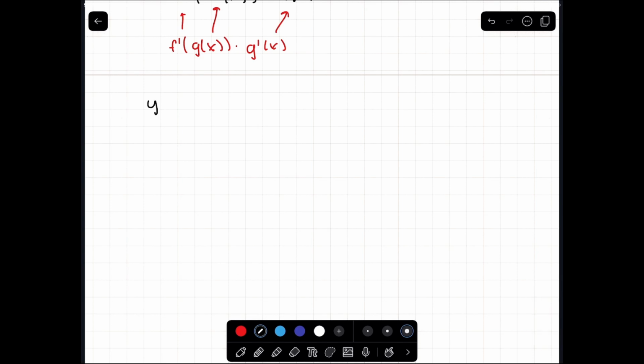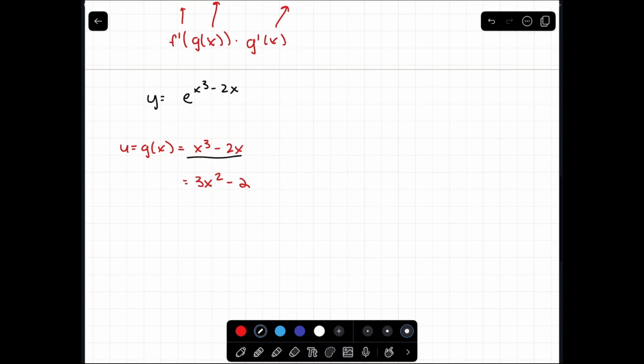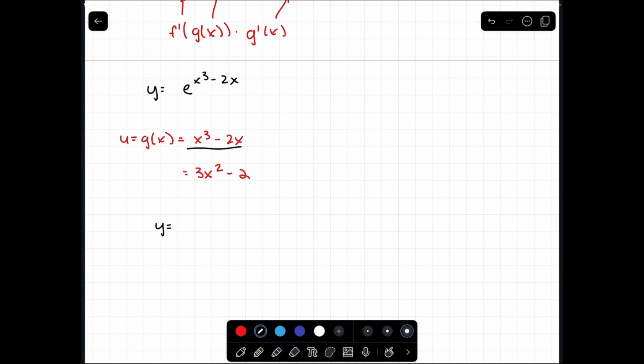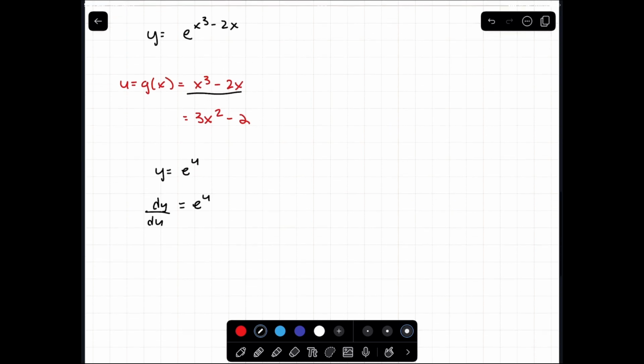Okay, let's do an example with exponential functions: e to the x cubed minus 2x. There are many ways to solve this one, however we're going to use chain rule for this one. So using our bottom definition, u is going to be equal to g of x, so in this case x cubed minus 2x, and u prime is going to equal 3x squared minus 2. And since we set u equal to the inner function, we have y equals e to the u. Taking the derivative of that, it's going to just equal e to the u again.